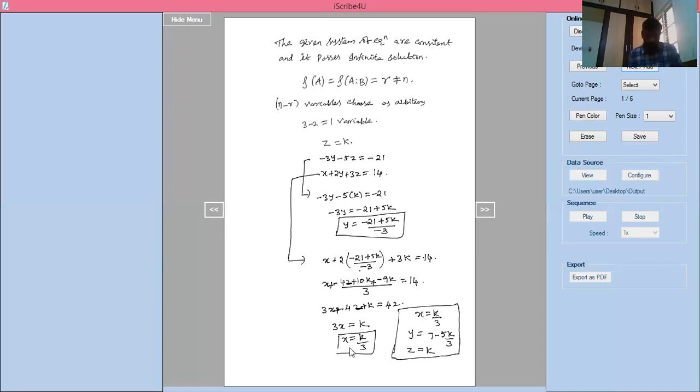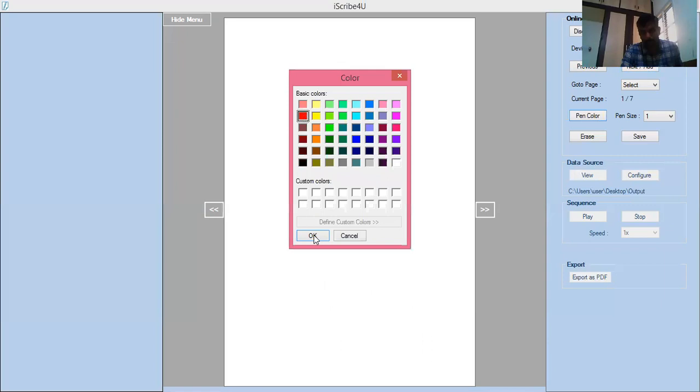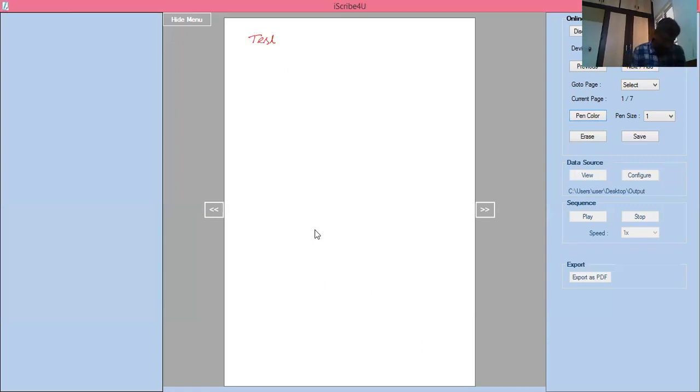Next, one more problem we will see in this method. Test the consistency and solve.